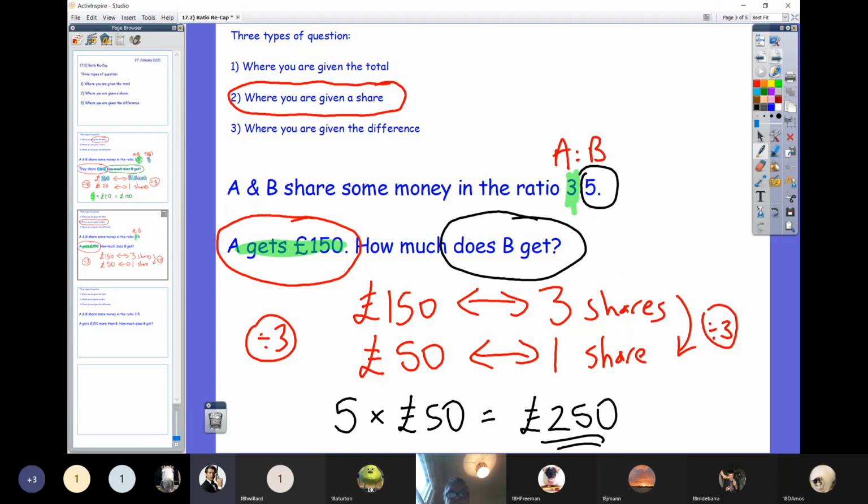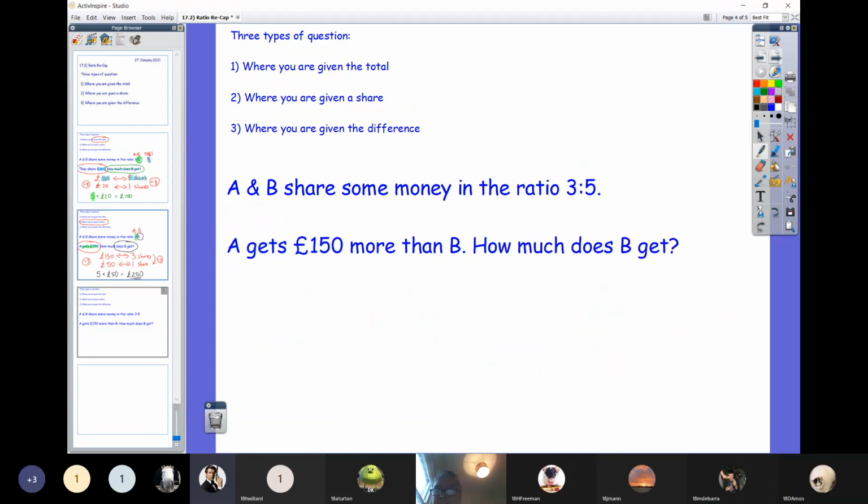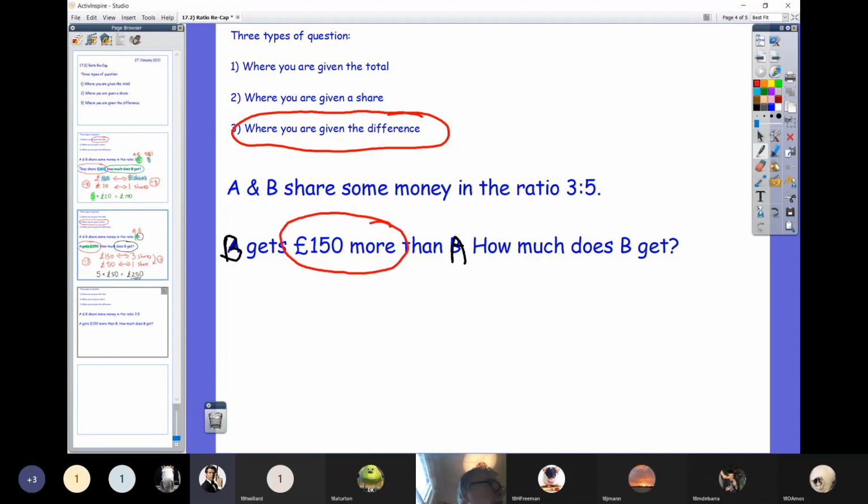And the third one, okay, this is where you're given the difference. So I've got a slight mistake in the wording here, that should be B and A. So we're now looking at the third possibility. This is the trickiest one. It's where the question tells you the difference. Now here we are told that B gets £150 more than A. It's not how much A gets or B gets, it's how much more they get. So look up at the ratio. The ratio is 3 to 5.